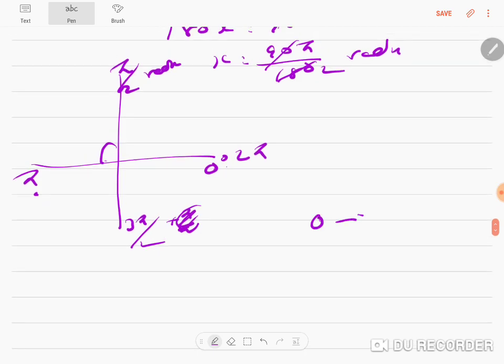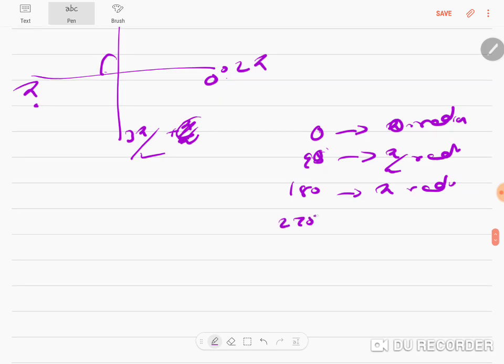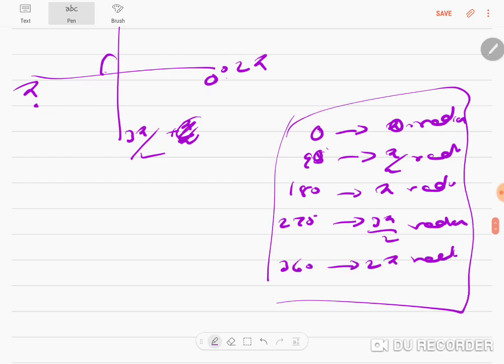Thus, 0 degree is 0 radian, a 90 degree is pi by 2 radian, a 180 degree is pi radian, 270 degree is 3 pi by 2 radian, and a 360 degree is 2 pi radian. So, you can also write these values in terms of radians.